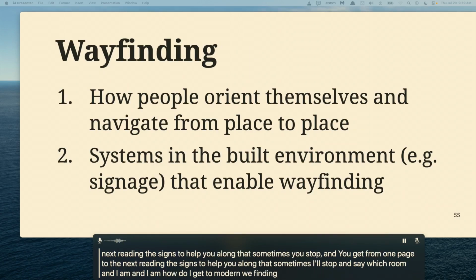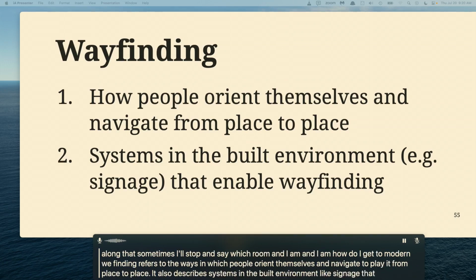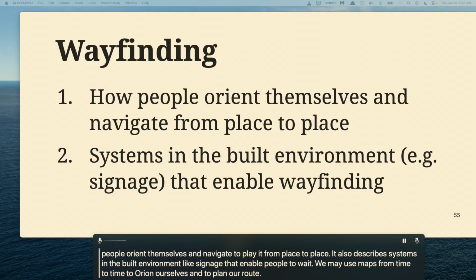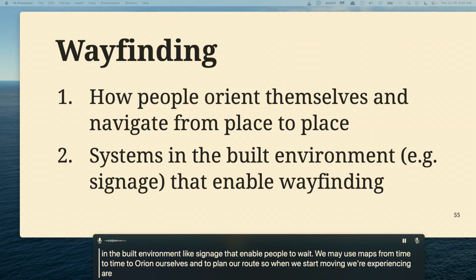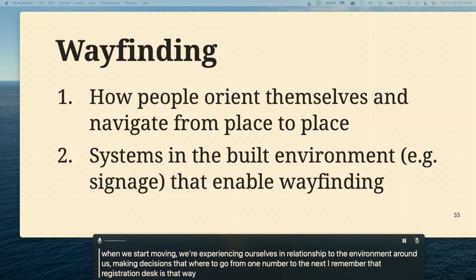Wayfinding refers to the ways in which people orient themselves and navigate from place to place. It also describes systems in the built environment, like signage, that enable people to wayfind. We may use maps from time to time to orient ourselves and to plan our route, but when we start moving, we're experiencing ourselves in relationship to the environment around us, making decisions about where to go from one moment to the next. Oh, I remember, the registration desk is that way. We may take a different route than the one we plotted on a map. That's wayfinding.